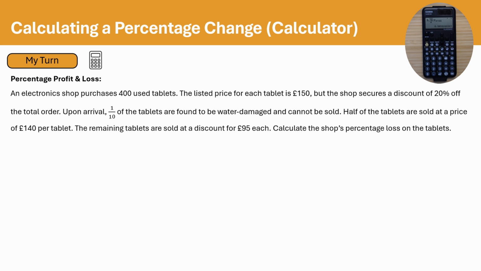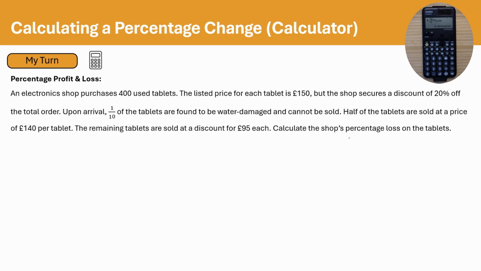Another common example of a percentage change question is a percentage profit or percentage loss question. Let's look at this one. An electronics shop purchases 400 used tablets. The listed price for each tablet is £150, but the shop secures a discount of 20% off the total order. Upon arrival, 1/10 of the tablets are found to be water damaged and cannot be sold. Half of the tablets are sold at a price of £140 per tablet. The remaining tablets are sold at a discount for £95 each. Calculate the shop's percentage loss on the tablets.